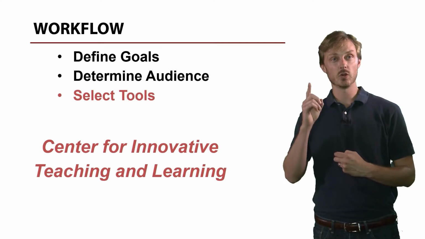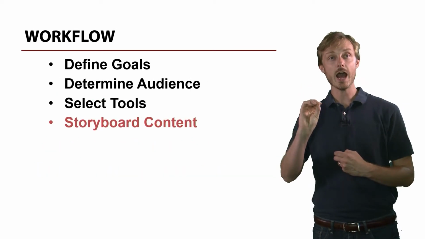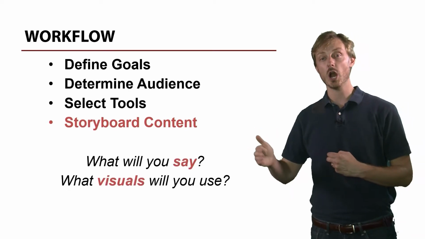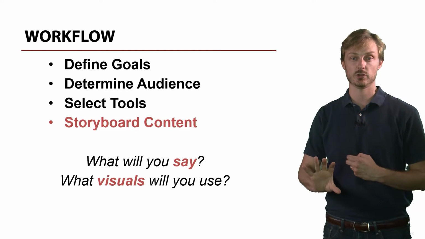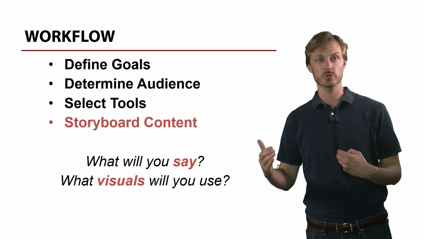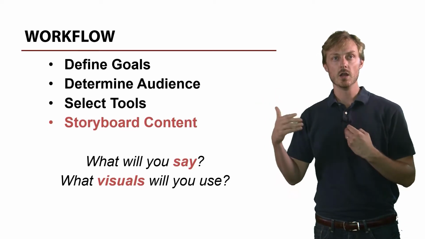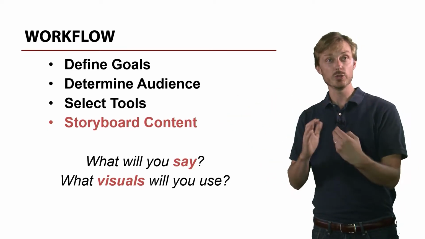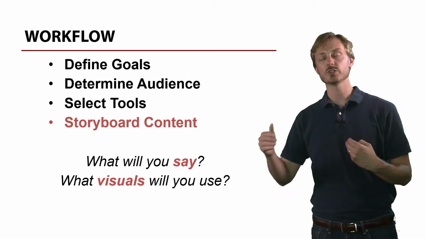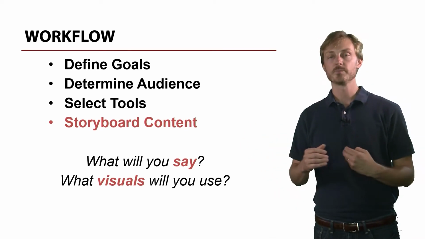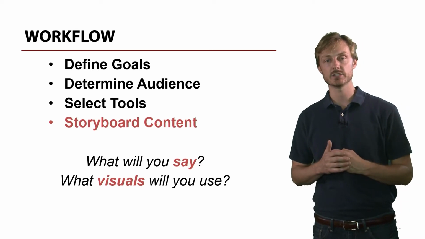So you've got your goals, you've got your student audience, and now you have your tool. Now you need to storyboard your content, right? What is it that you're going to say? Will you ad-lib or will you be reading from a script? What visuals will you use? Will they be static images or movie scenes that are going in real time? Will you have audio, right? These are all questions that you'll need to storyboard out so that you have a clear outline of your asset before you go into the drafting phase.